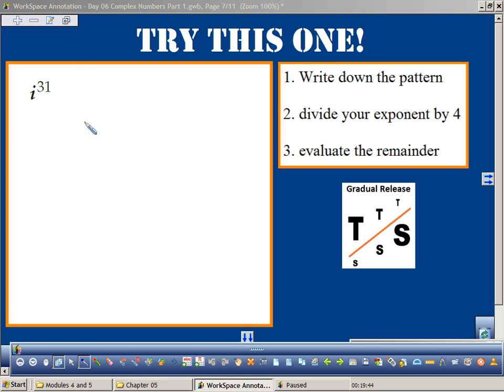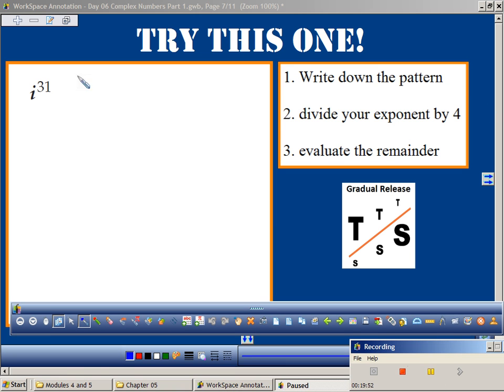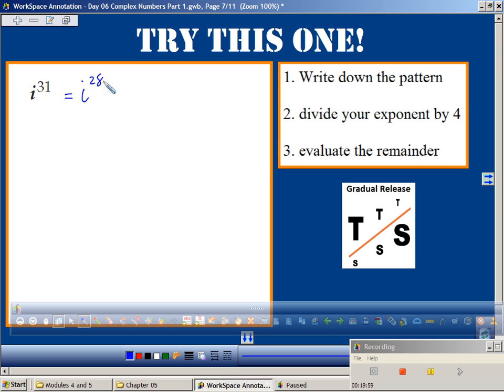All right, let's try another one. You want to try this one on your own? Okay, how many i to the 4ths are there in 31? 7, because 7 times 4 is 28. So I'm actually going to write that: i to the 28 with how many left over? 3. i to the 28 is really i to the 4th how many times? 7. Oh, you guys already told me that. Isn't this really just 1, 7 times?